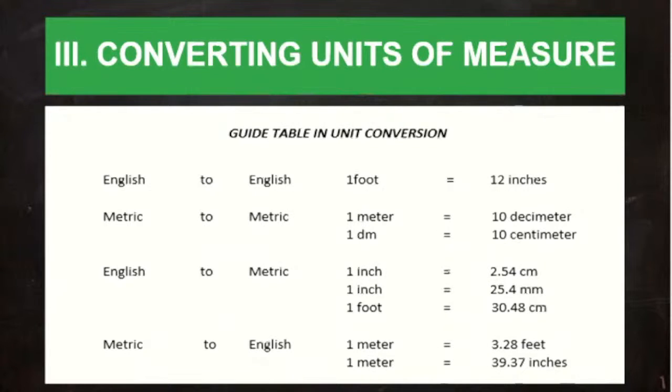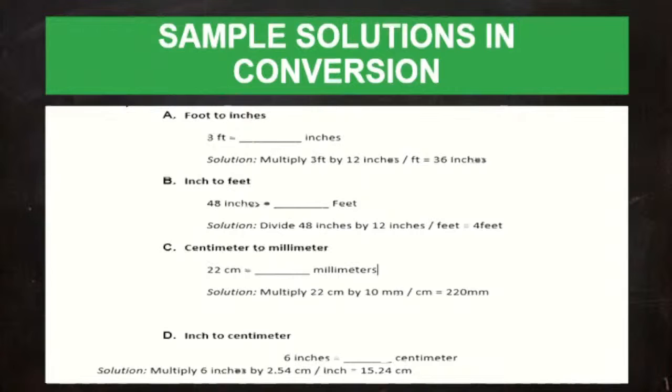Metric to English. 1 meter is equivalent to 3.28 feet. 1 meter is equivalent to 39.37 inches. Sample solutions in conversion. A. Foot to inches. 3 feet is equivalent to how many inches?